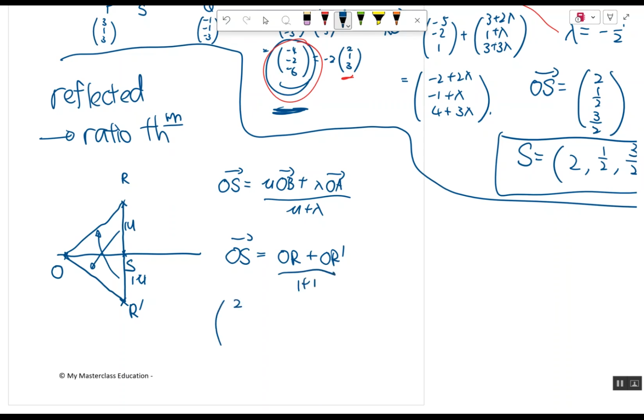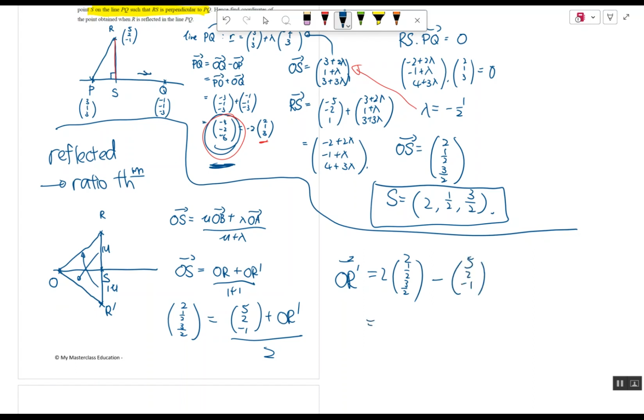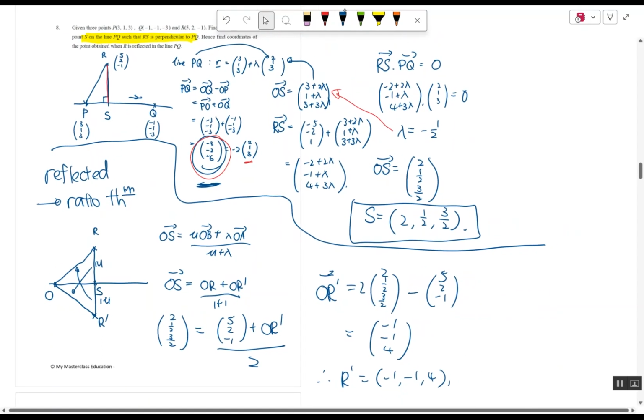OS, we already have, (2, 1/2, 3/2). OR, we also already have, (5, 2, -1), plus OR prime, over 2. I don't know what OR prime is, so I will just write OR prime over 2. All I need to do is multiply by 2 on the right side and minus off, so OR prime is equal to (2, 1/2, 3/2) multiplied by scalar 2 minus (5, 2, -1). Bring this over and you will get your answer, which is (-1, -1, 4). So therefore, R prime is (-1, -1, 4) in terms of coordinates. So when you see reflected, always use the ratio theorem.